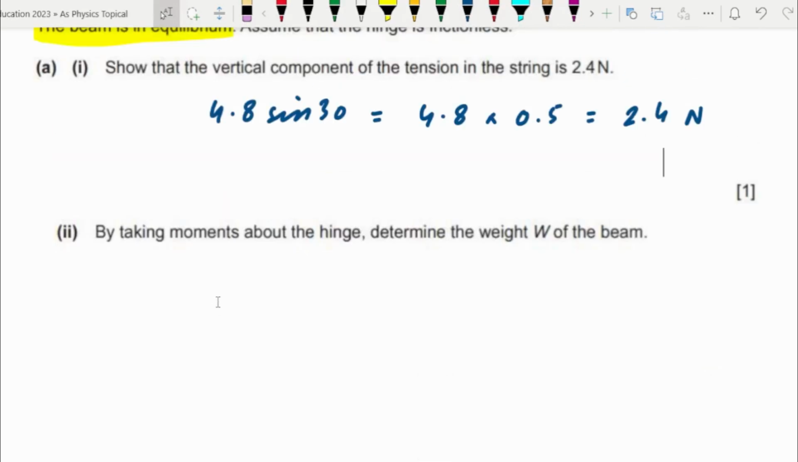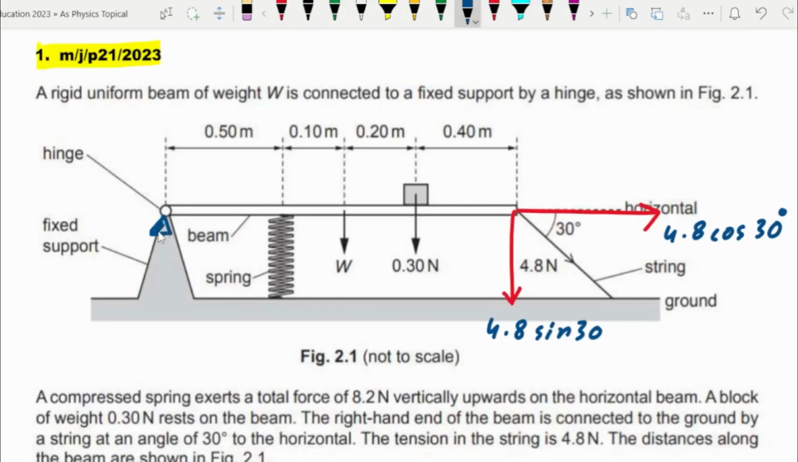So then we have the next one, that is the detailed question. By taking moments about the hinge, determine the weight W of the beam. So you need to apply the principle of moment in this one. The force exerted by the spring is 8.2 Newton vertically upward, given in the very first sentence. So here we have a force of 8.2 Newton upward.